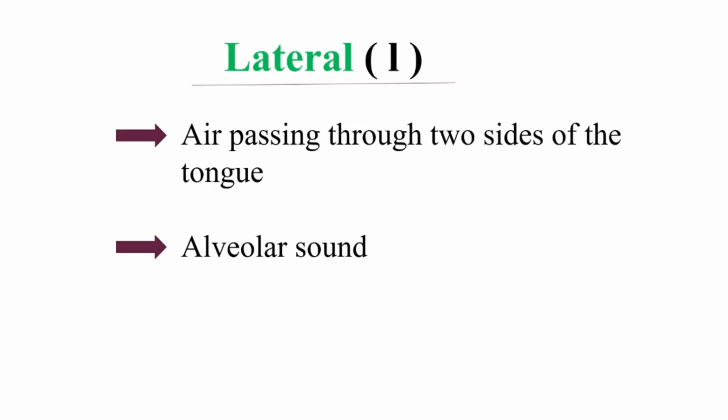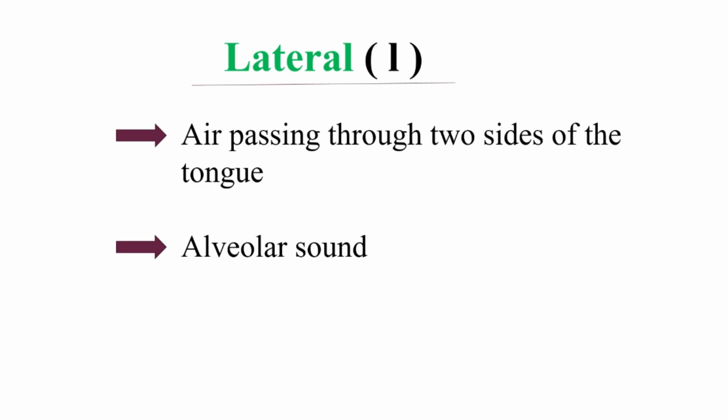Now the fifth point is lateral sound, that is la. In English, there is only one lateral sound, that is la. At the time of producing lateral sound, the lungs' air does not pass along the center of the tongue. Rather, air passes through two sides of the tongue. This is the main characteristic, the main principle of producing lateral sound.